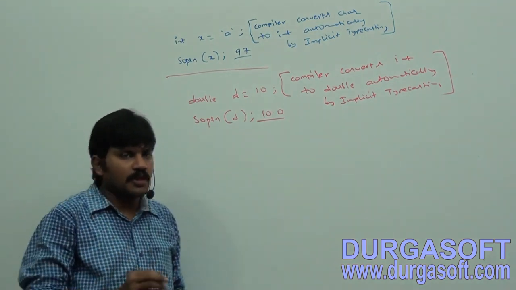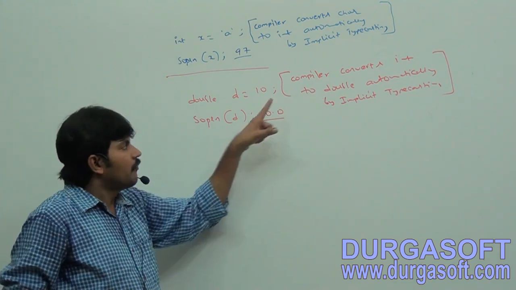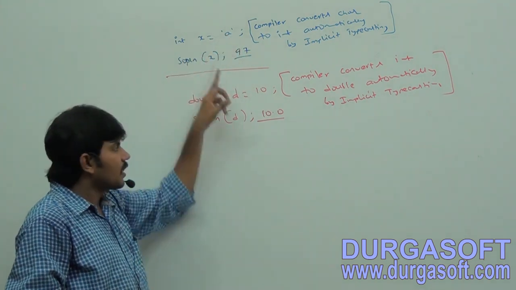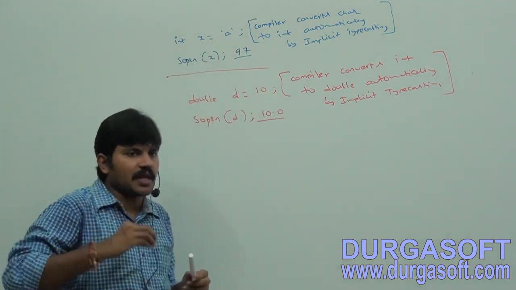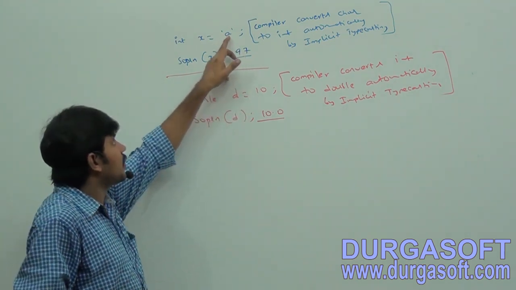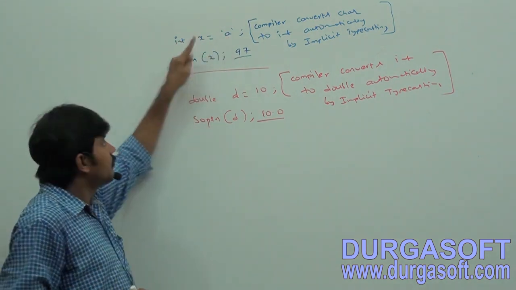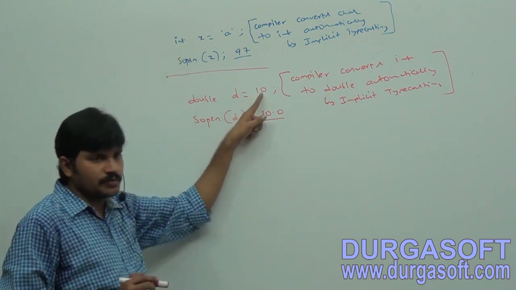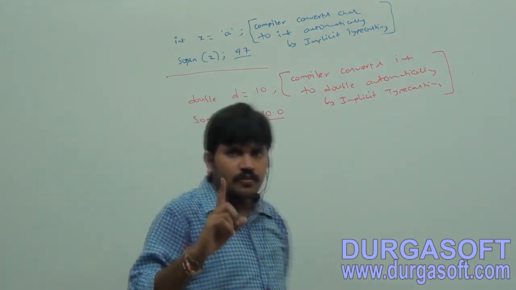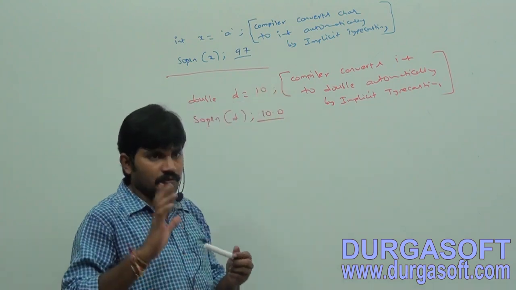So who is responsible to perform implicit typecasting? The compiler is responsible. When will implicit typecasting be performed? Have you observed? Char to int or int to double. Whenever we are assigning a smaller data type value to a bigger data type variable. Char is 2 bytes, but int is how many bytes? 4 bytes. Double is how many bytes? 8 bytes. So whenever we assign a smaller data type value to a bigger data type variable, implicit typecasting will be performed.